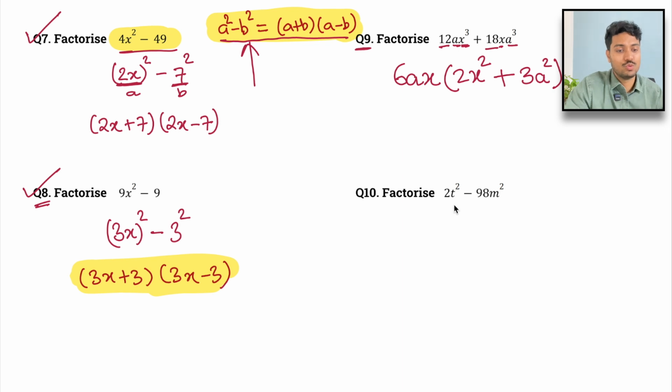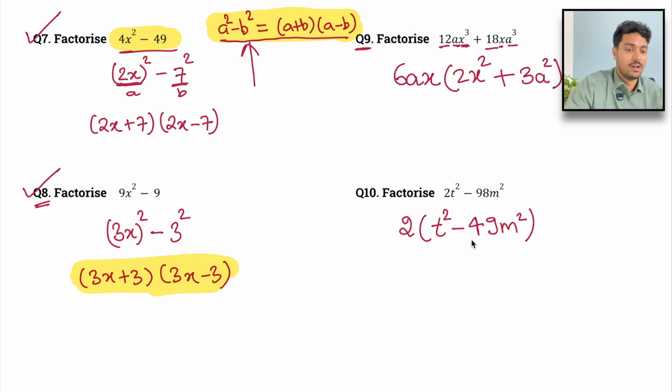But here we have two numbers, 2t squared minus 98m squared. So let's take 2 common. If I take 2 common here, can I write t squared minus 49m squared? Because 2 into 49 is 98. Now 2 will be written outside and we have to check whether we can factorize more. So this is not done. We can factorize it more. For that we have to check whether it is possible or not.